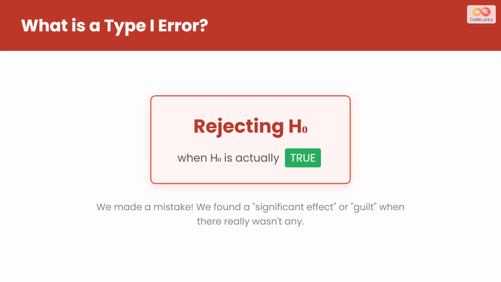So, what exactly is a Type 1 error? It occurs when we reject the null hypothesis, even though the null hypothesis is actually true. In other words, we conclude that there is a significant effect or a difference, when in reality, there isn't one. We have made a mistake in our judgment.